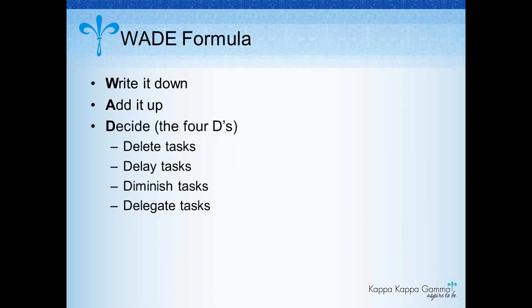Or delay it. Can it wait? Can it be postponed until another hour, day, or week? Diminish the task. Is it good enough? And then delegate the task, which we'll get to in a minute. And then the E stands for execute your plan. Put it into action without being hindered by procrastination or perfectionism. So write it down, add it up, decide, execute, the WADE formula.